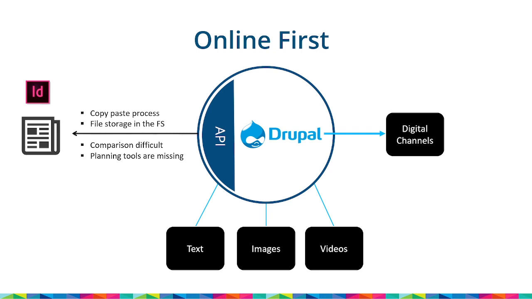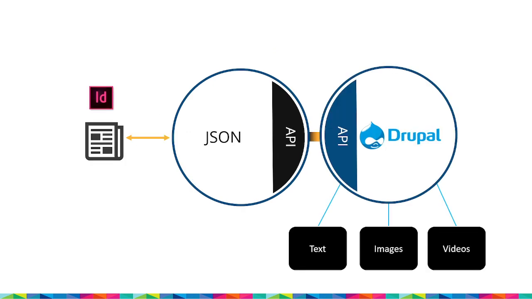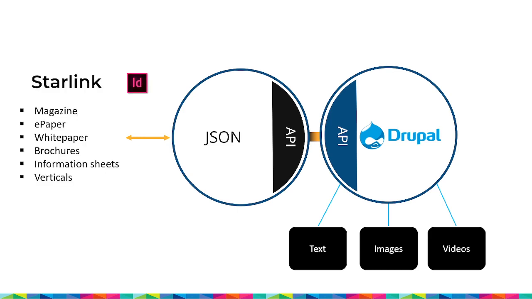So if you make one article in Drupal and want to use it for InDesign, you will also be able to make changes to the content in InDesign. We are using the JSON API from Drupal, and we want a bidirectional connection, so updates are possible in both systems. Our solution is called Starlink. You can easily make magazines, e-papers, brochures, white papers, and so on with it.